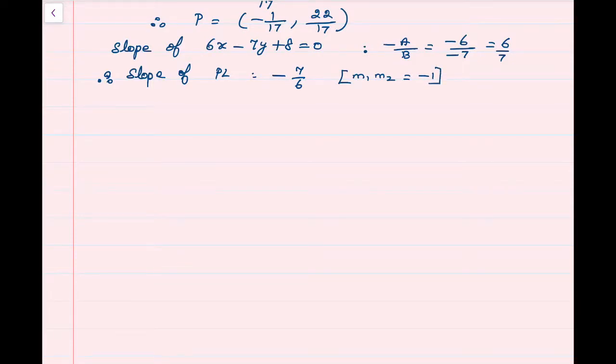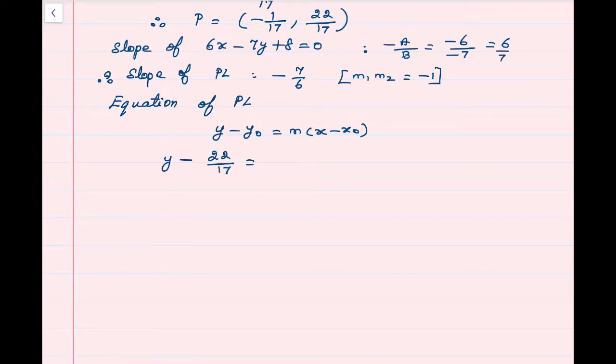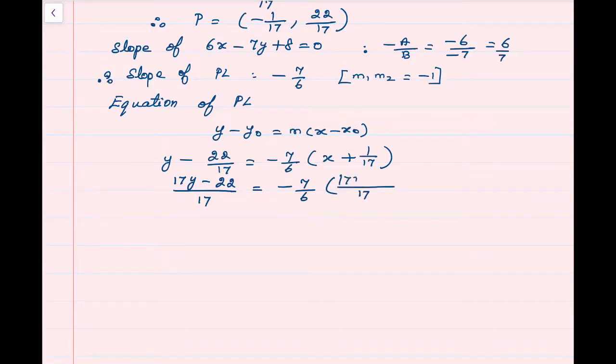And it passes through the point P. Therefore, we can write the equation of PL. We will use the point slope form. The formula is y minus y0 is equal to m times x minus x0. Y minus the y coordinate of point P is the slope of PL, minus 7 over 6, times x minus of minus 1 by 17. 17 is the LCM. 17y minus 22 is equal to minus 7 divided by 6. Here also 17 is the LCM.